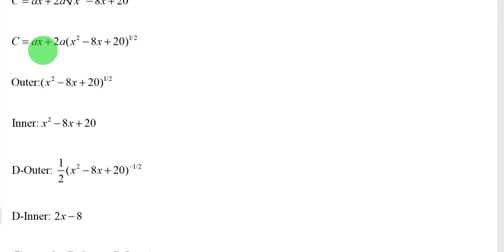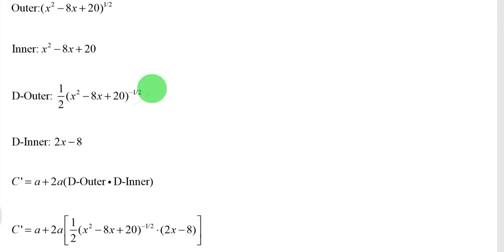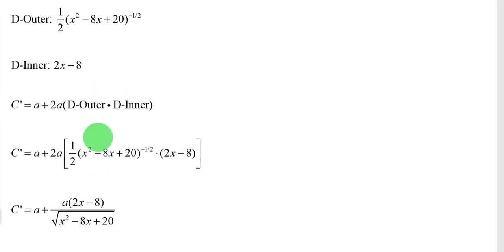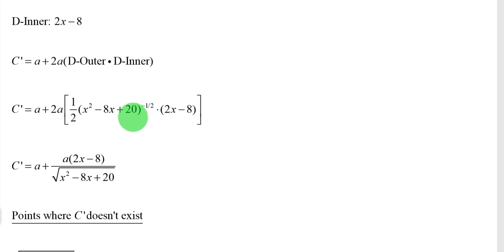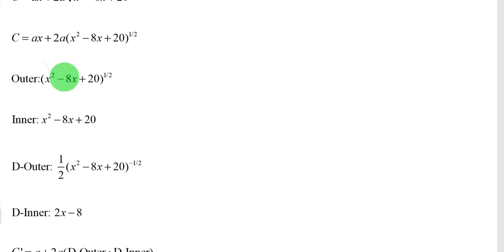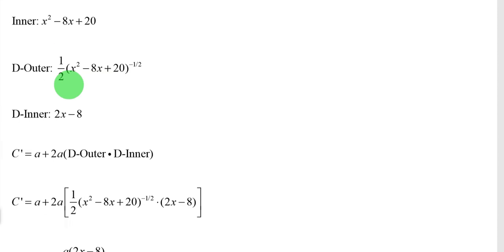This part's just going to be a, right? Because the derivative of ax is just a using the constant multiple rule. So the outside would be this function, and the inside would be the x squared minus 8x plus 20. The derivative of the outside would be move the 1/2 and then subtract 1 from the exponent. The derivative of the inside would be 2x minus 8. Putting that together, it would look like the derivative of the outside right here times the derivative of the inside. And again, like I said before, the derivative of the left, ax, is just a. For example, if it was 3x, it would just be 3.